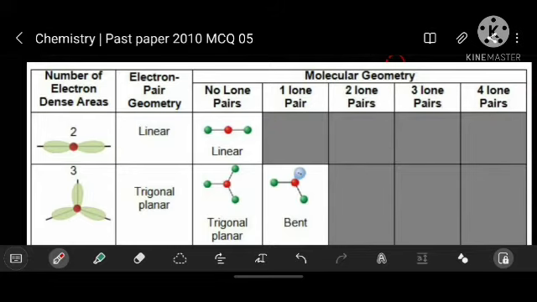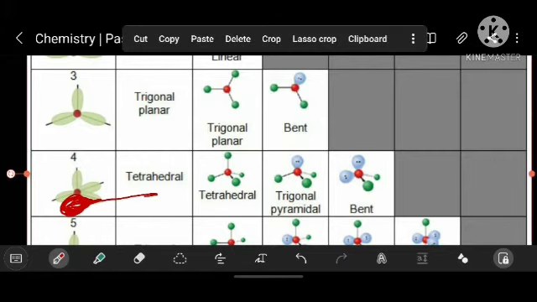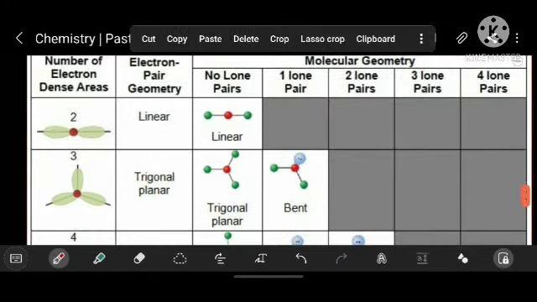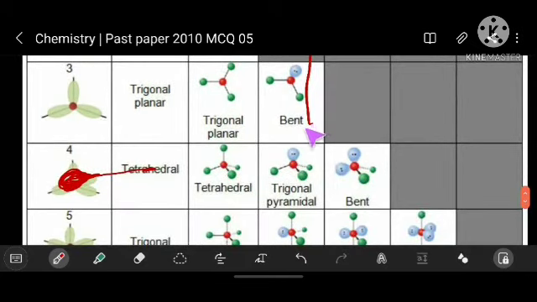and one of them is a lone pair. So I'll mark this. Here we have 4 repulsive units and we have 1 lone pair. So that means the molecular shape is trigonal bipyramidal. Okay, that is the shape.